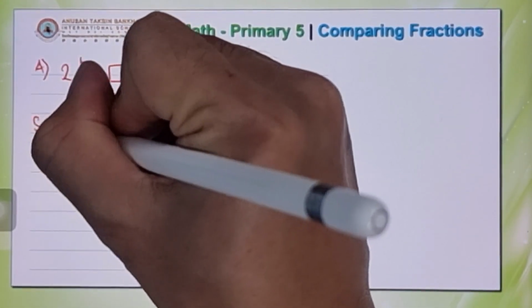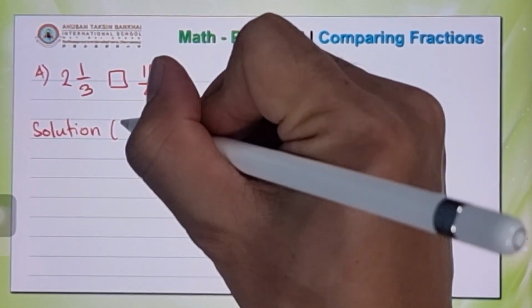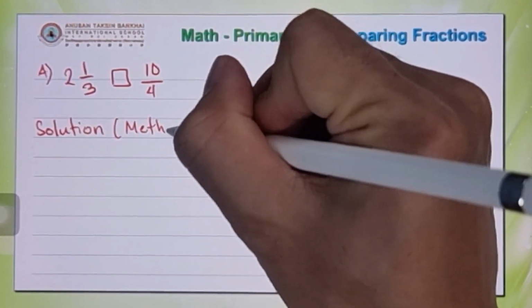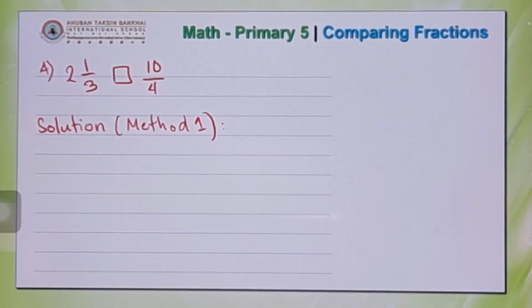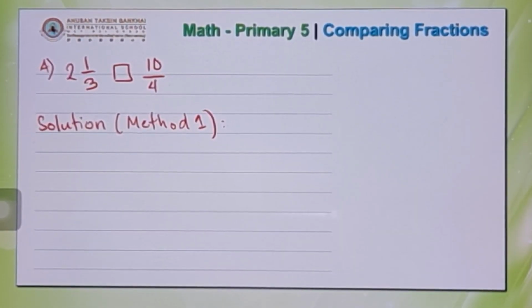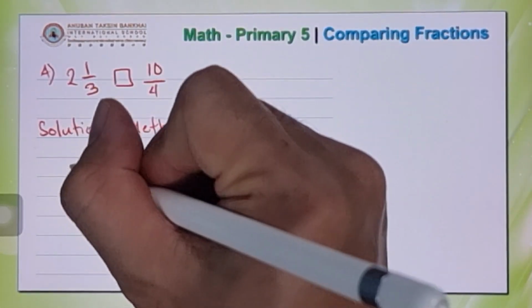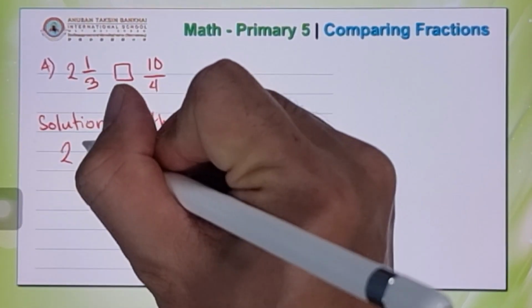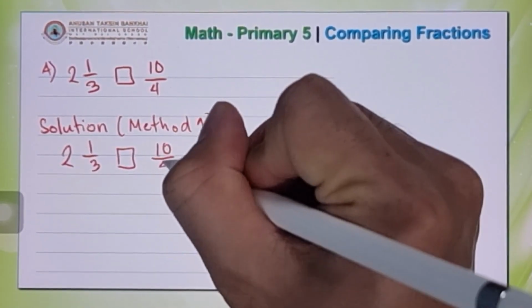So now let's have our solution, and this is method 1. Again, you can use any method up to you. So method 1 again, we change mixed number to improper fraction. So again, this is 2 and 1 over 3 blank 10 over 4.